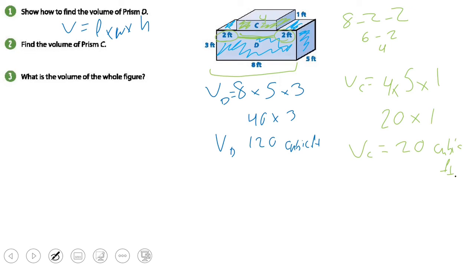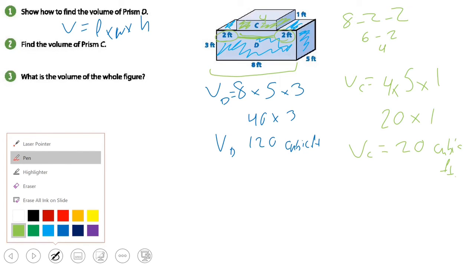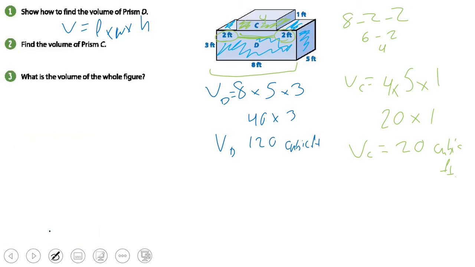Okay. So on the top here, let's go back and rewrite some things. We have the volume of prism D is 120 cubic feet. And then going back to green, volume of C is 20 cubic feet. And the volume of the entire figure, all we need to do is add these two volumes together. And my addition sign looks terrible. I apologize.